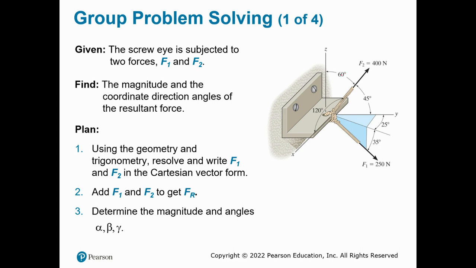I know all the angles. We don't need to project F2 because we know all the angles between F2 and all three axes. F1 we will need to project twice. The first time, you project it onto the XY plane, which will be this one, and we call this F1 prime. Then you project F1 prime one more time onto the X axis and the Y axis.